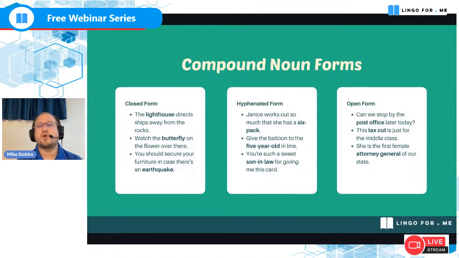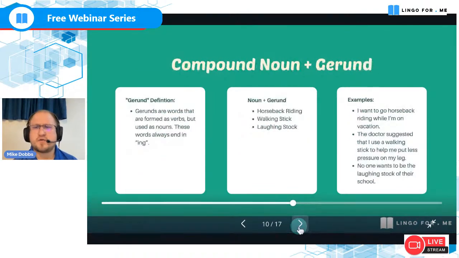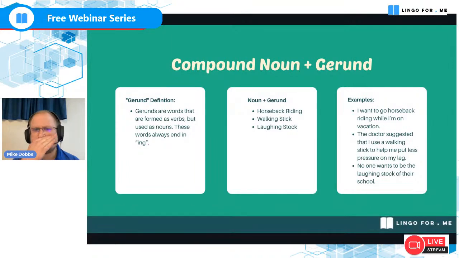So the attorney general of a state, or we also have it of the United States, is the lead attorney for the criminal justice system. So this would be the attorney general for a certain state. All right, so those are a little bit more about the compound form. So now we'll talk about gerunds.